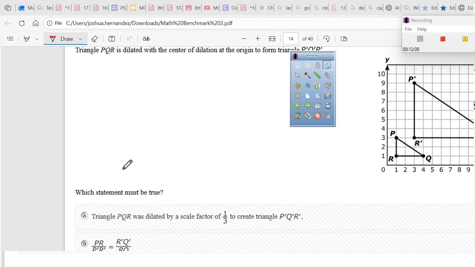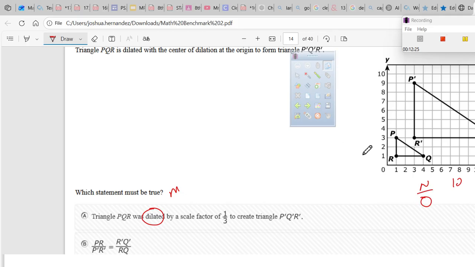Okay, dilated again. When it's dilated, it's going to be multiplied by whatever. It can get bigger or smaller. Looking from here at the Q, the Q got bigger, guys. Remember, it's going to be new over old. The new one is at 12. The old one is at 4. So this one is multiplied by 3. This one got 3 times bigger.